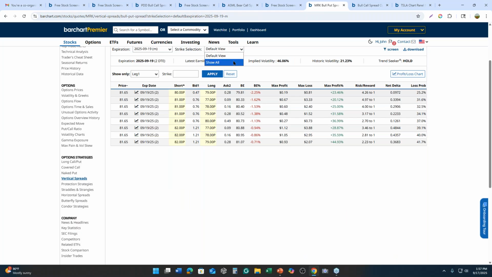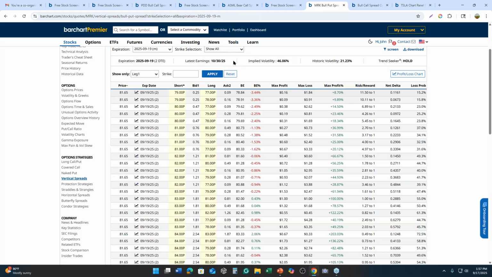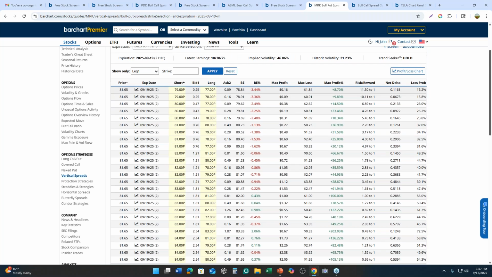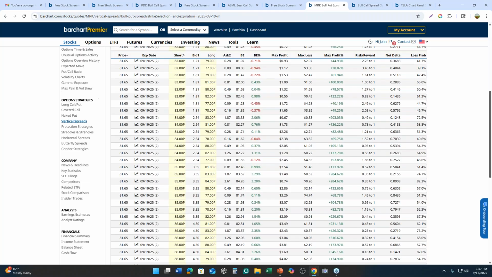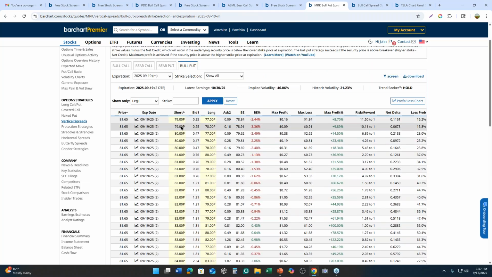Now, sometimes if you don't see the combinations you want, you can go away from show all. So for instance, let's say I want to go farther out. I want to be a lot more conservative. Well, here's like 79 versus 80, or 79 versus 77, right? Now our net delta is a lot lower, less probability of that trade going against us. Again, what are we picking up here? We're picking up nickels. So I like the 81, 80, 78.